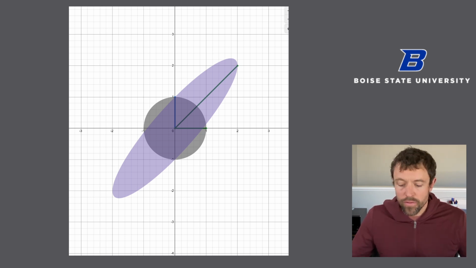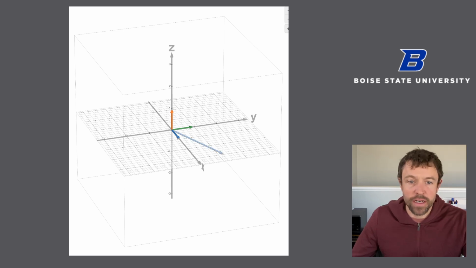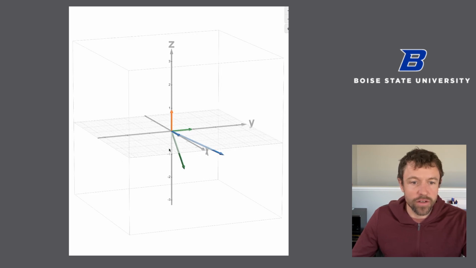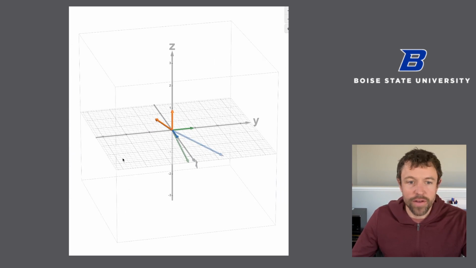Let's quickly move to R3. I'm not going to dwell too long on this. So in R3, we can do a similar sort of thing. We can start with our standard basis, and we can apply a linear transformation that takes our first standard basis vector to here. And I'm drawing them in the same color so you can follow where they go, right? So the blue vector goes to the new blue vector, the green vector goes to the new green vector, and the orange vector goes to the new orange vector.